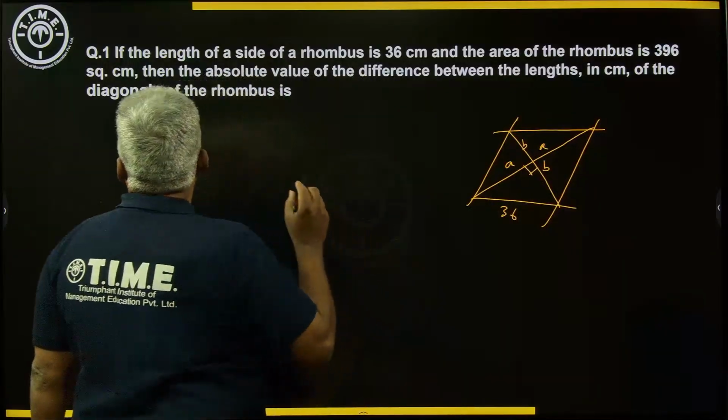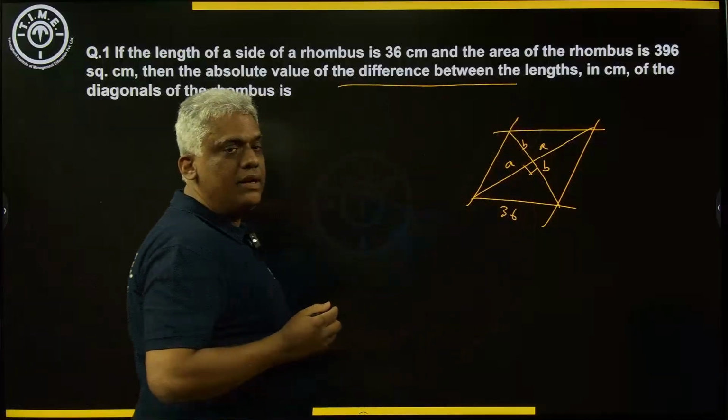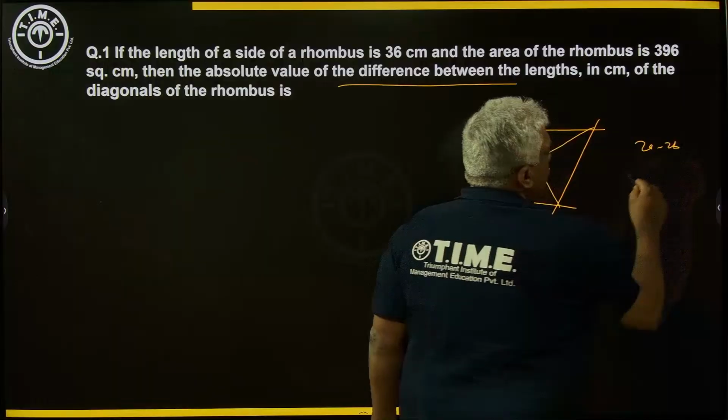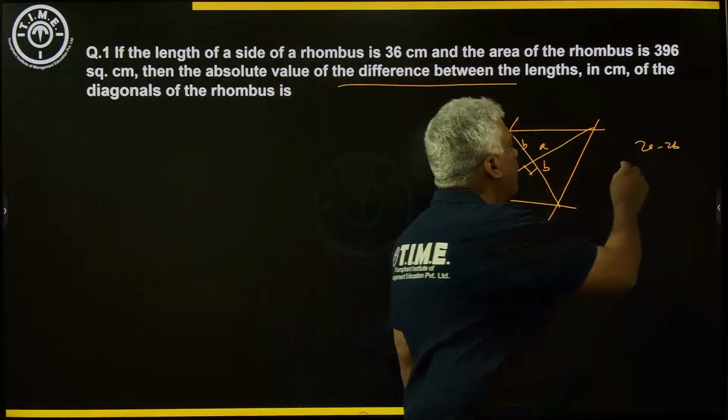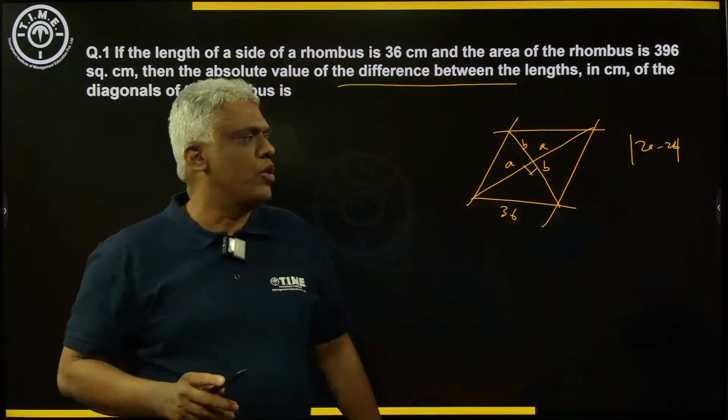Now be careful what we have to find. We have to find the absolute difference between the diagonals, right? So we have to find the difference of 2a and 2b. Now we don't know which one is more, which one is less. Basically, we have to find a mod of this. Whatever the answer we get, if it is negative, we'll take the positive one, right?